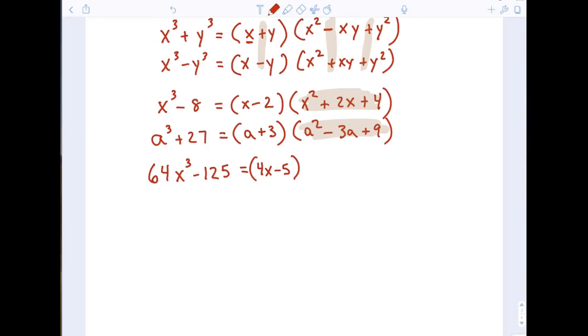So now listen to my explanation. I square the first term. 16. 16 what? 16x squared. Opposite sign. Plus. Multiply them together. 20x. Good job. And then square the last term. Come on. Plus 25.